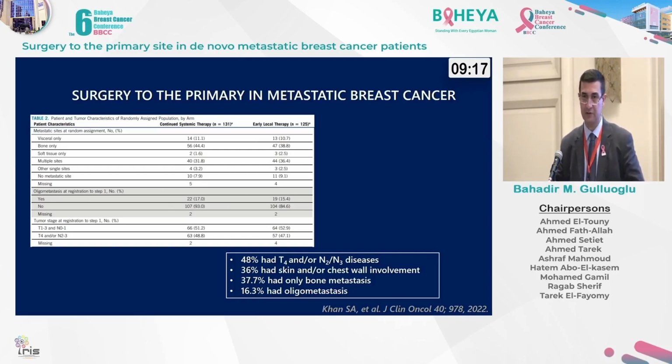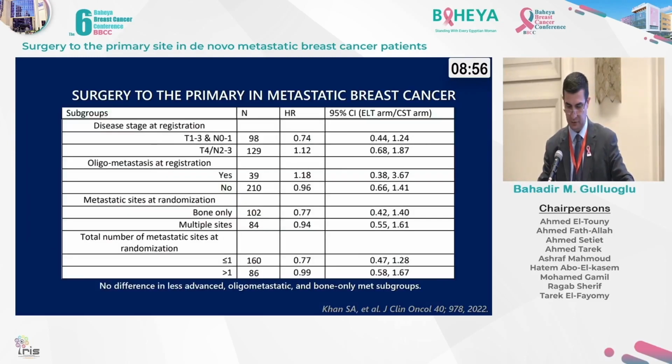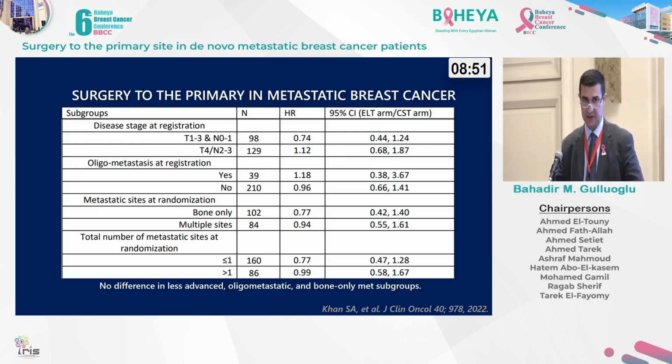And only 38% of those patients had a bone metastasis. So just remember this number, because when I come to the Turkish trial, you will see that we have more than 70% of patients with a bone metastasis, because at the end, there's a difference in overall survival. Maybe it is dependent on this subgroup or this feature. And here again, only 16% of the patients have oligometastasis. So when they look in detail at the subgroups in a sub-analysis, they found no difference in overall survival in the less advanced disease, oligometastatic group, and the bone-only metastatic subgroups. That was similar to the Indian study.